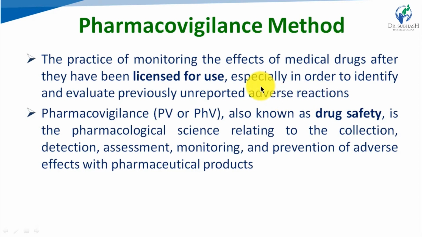such a product by the pharmacovigilance method। Pharmacovigilance, that is also known as drug safety, and it is one of the pharmacological sciences relating to the collection, detection, assessment, monitoring and prevention of the adverse effects of pharmaceutical products। So after all, pharmacovigilance, we can say this is again one of the methods, where they are collecting the data about the adverse drug reactions.